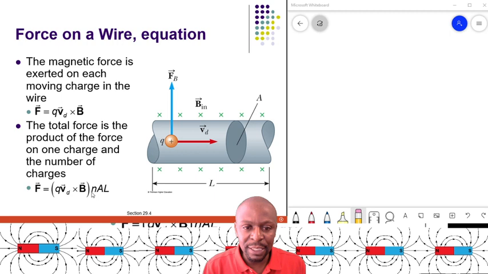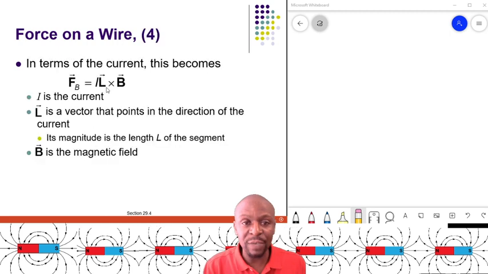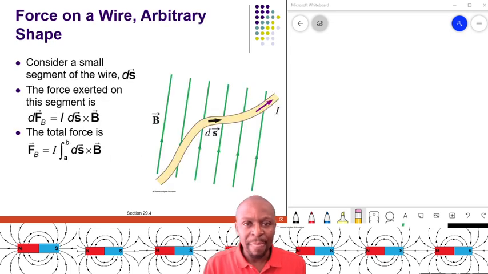Now this, I can write in terms of the current. If I write that in terms of the current, this is what I'm going to have. Now the magnetic force is given by I L cross B, where I is the current and L is the vector that points in the direction of the current. Now B is the magnitude of the B field, and the magnitude of L is the length of the segment.